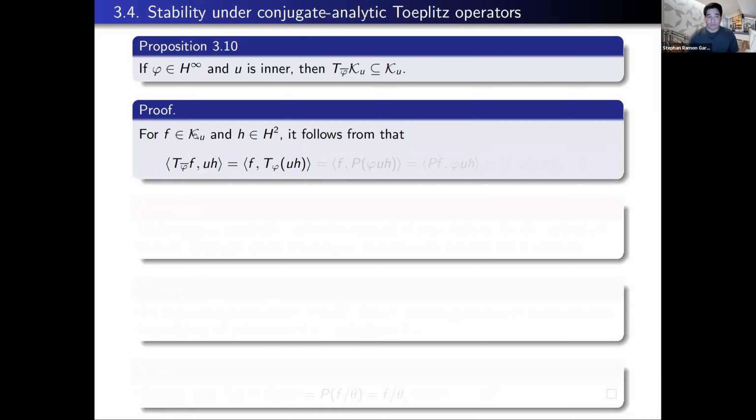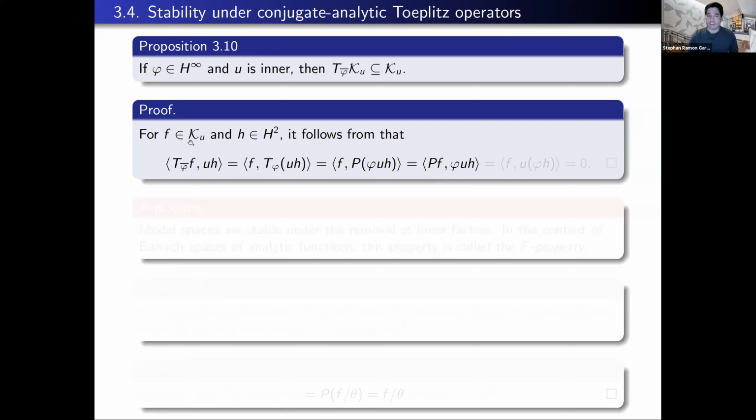So if I've got a model space function f, and I have a little h in capital H2, we do this computation. T sub phi bar of f, well, let's check its inner product against UH. Find out when it's 0. Well, because the adjoint of T phi bar is T phi, we can move it to the other side of the inner product. The definition of the Toeplitz operator says multiply by phi and then apply the Riesz projection operator. So that's what I've got here. Now I use self-adjointness of the Riesz projection to move the P from one side to the other.